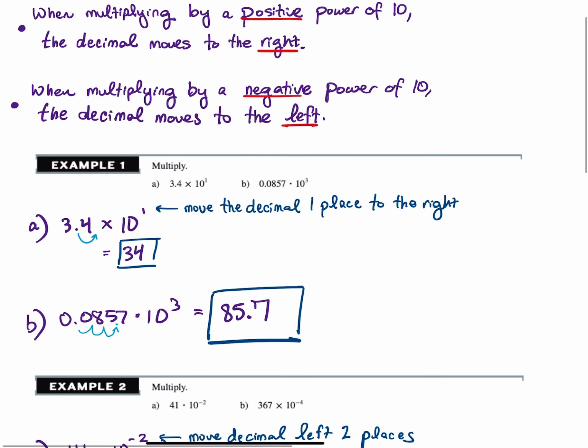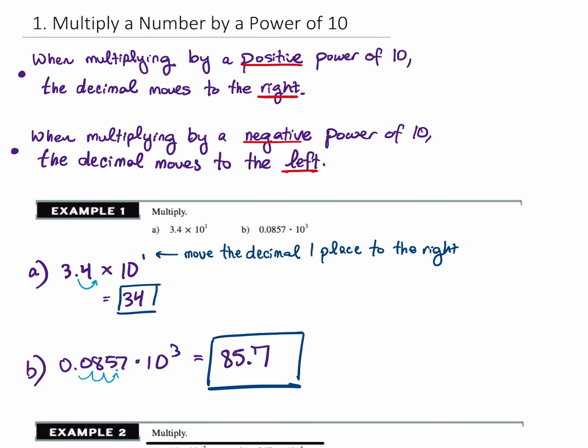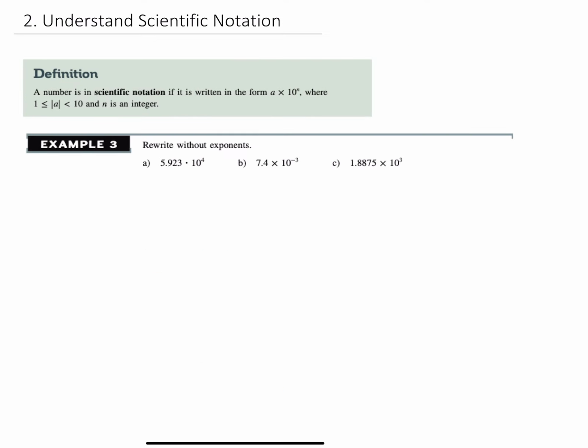So with that in mind, these 2 rules, let's work more specifically with scientific notation. It has a specific definition. They describe a number being in scientific notation if it's written in the form some number a times 10 to some power, where they say that number a is in between 1 and 10.